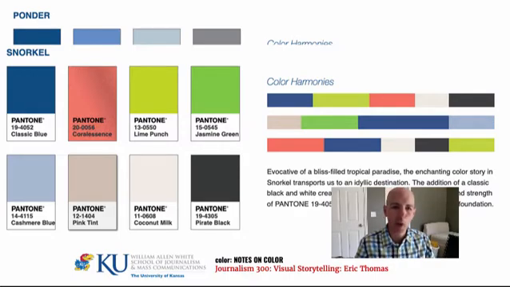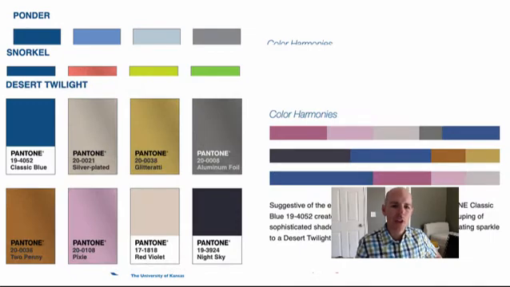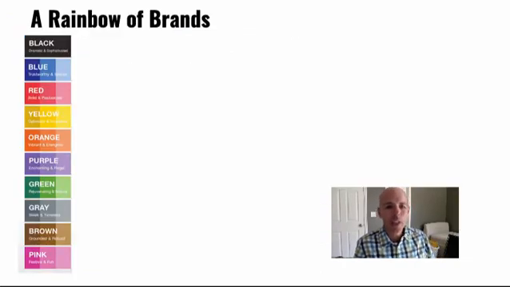They're still kind of pulling this into the snorkel color scheme that includes this year's color of classic blue, and then they're also using it for things like desert twilight, right? Brands really care about this, right? They really care about what kind of appeal these colors have to us.